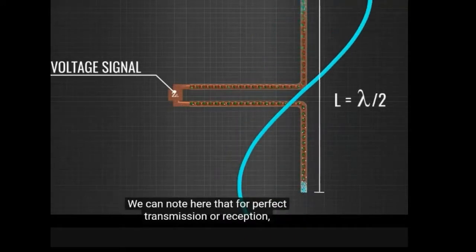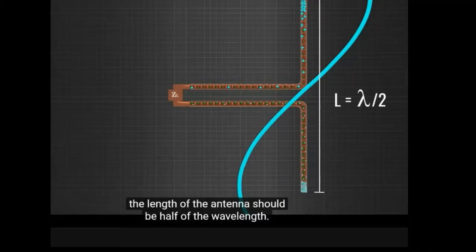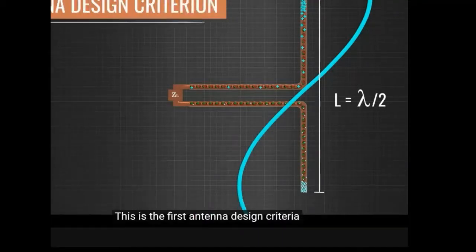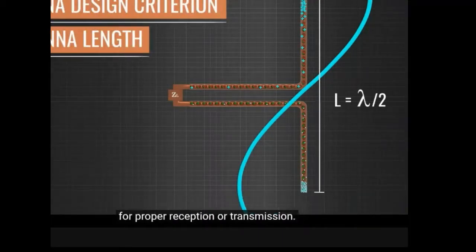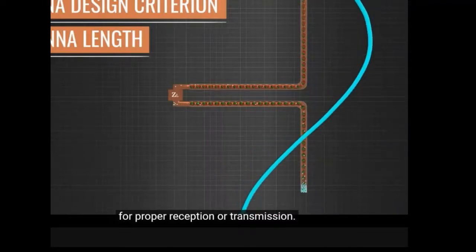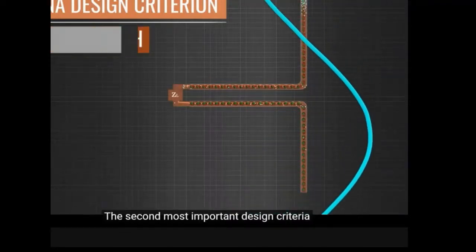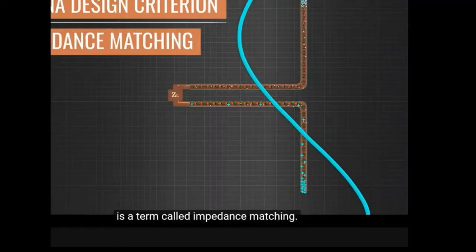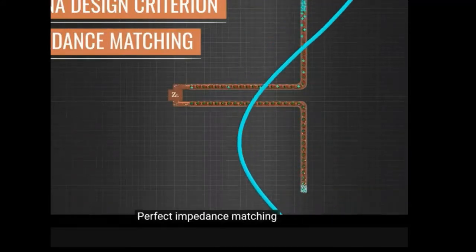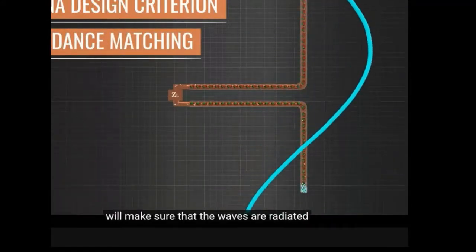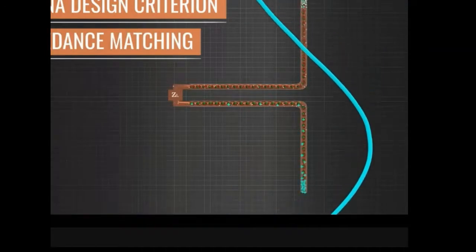We can note here that for perfect transmission or reception, the length of the antenna should be half of the wavelength. This is the first antenna design criterion for proper reception or transmission. The second most important design criterion is a term called impedance matching. Perfect impedance matching will make sure that the waves are radiated in the most efficient way.